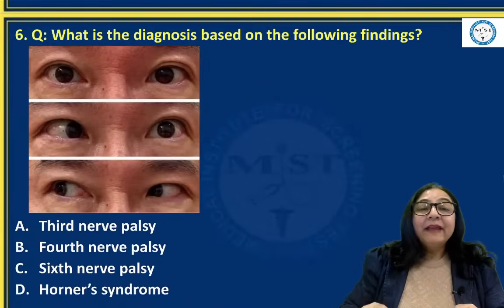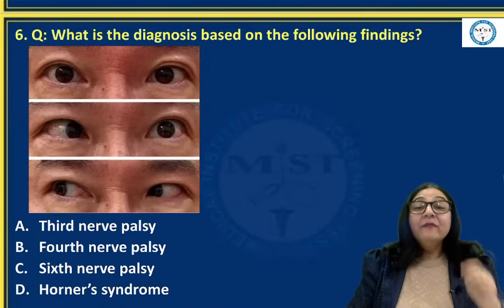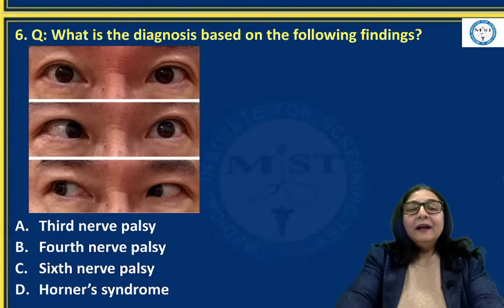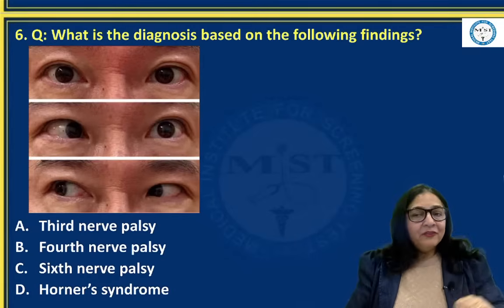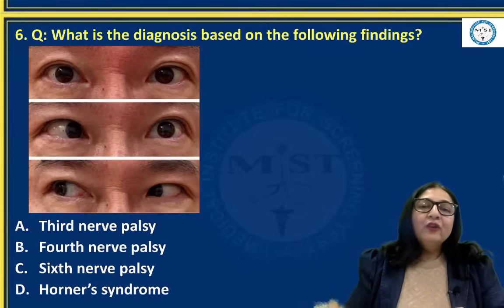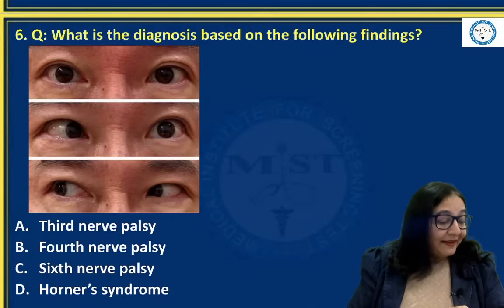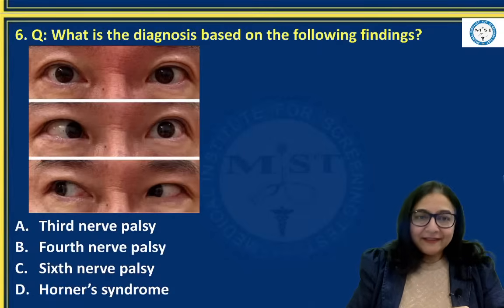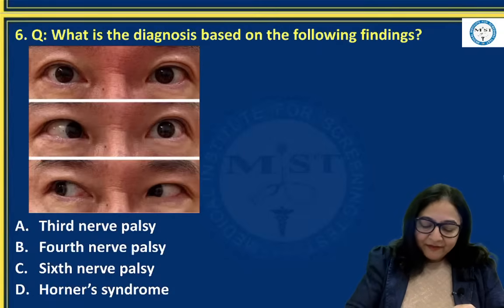Moving on to the next question. Alright, so here is an image-based question. Based upon the image, you have to tell me the diagnosis. So what is the diagnosis based on the following findings? So have a look at the findings.